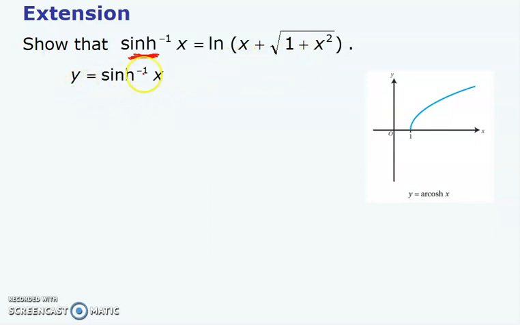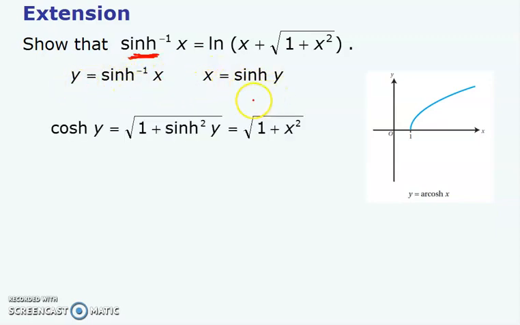So I start off by saying y equals this thing, and I turn it round, and by moving the sin inverse onto the other side, I get x is sin y. Now, to do this, I need to know an identity. Now, we already know that cos squared x plus sin squared x equals 1. Well, there's a similar thing here. It's cos squared x minus sin squared x equals 1.